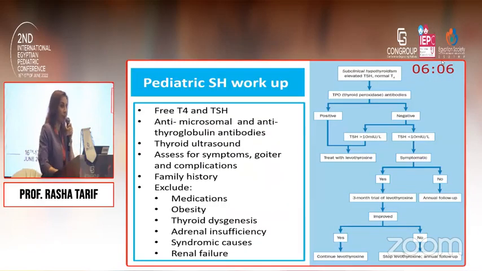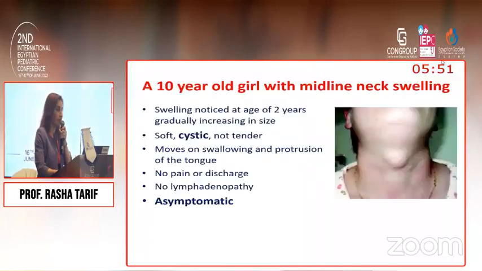And here you can see the workup of subclinical hypo in children: free T4, TSH, antibodies, ultrasound, look at the symptoms, family history, exclude medications, obesity, thyroid dysgenesis, adrenal and syndromic and renal failure.